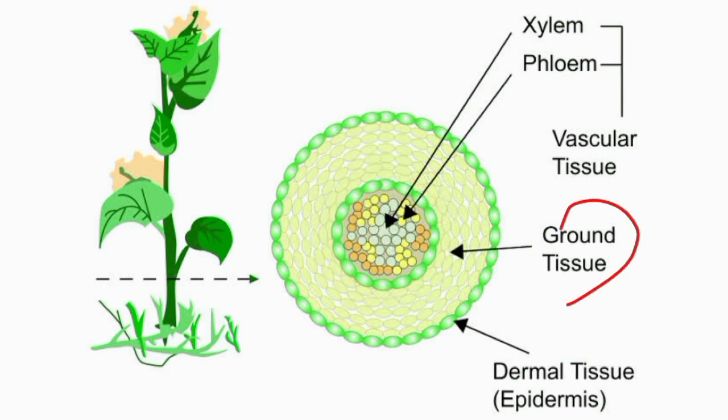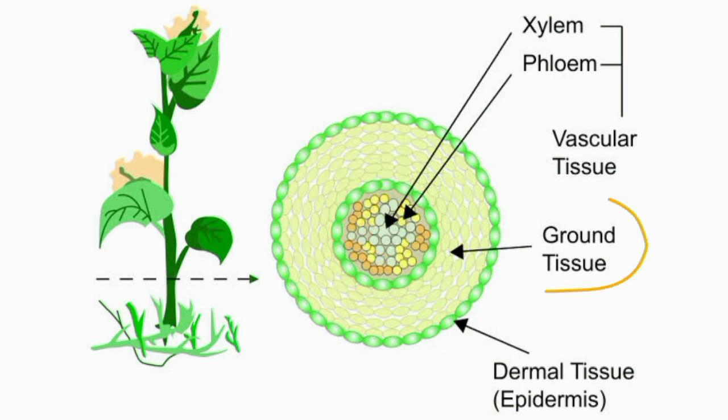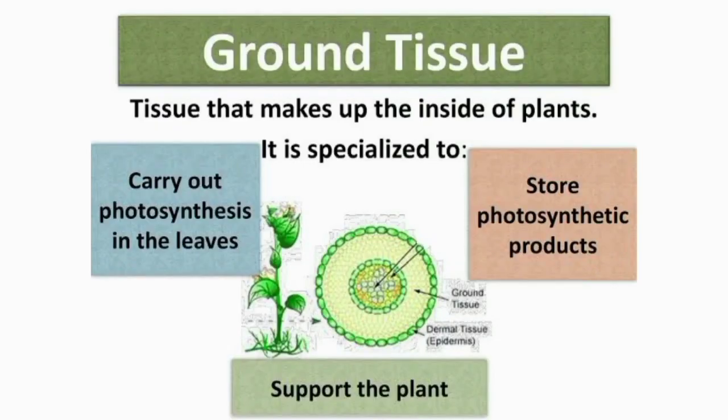You see this ground tissue, what is it occupying? It is occupying the mid part, this part. It is not occupying the outer part, it is only occupying the middle part. So this is the ground tissue. What does the ground tissue do? It helps to carry out photosynthesis in leaves. It supports the plants and it stores photosynthetic products.